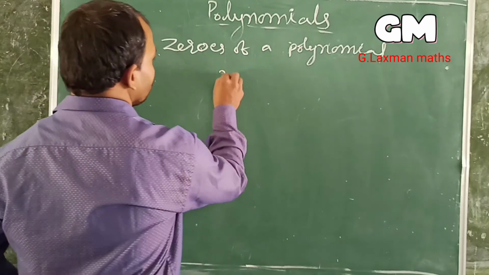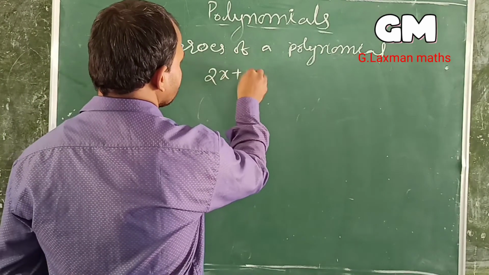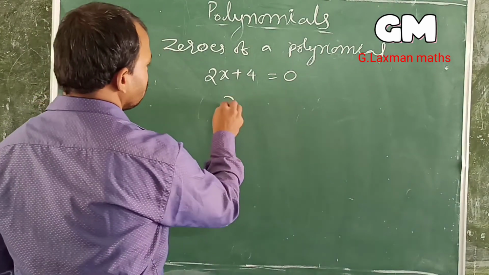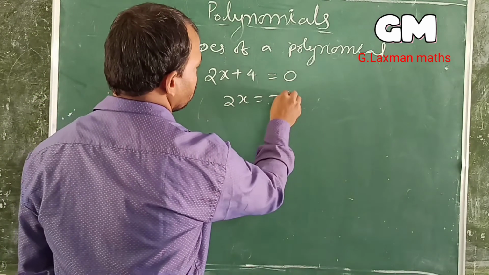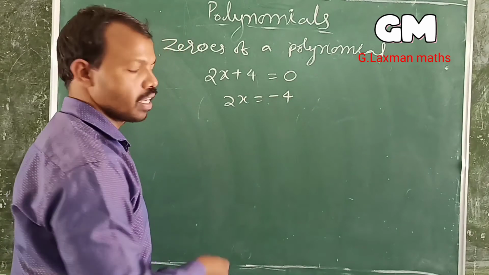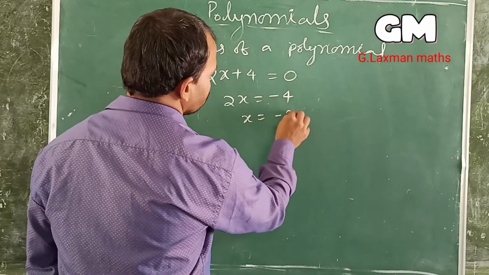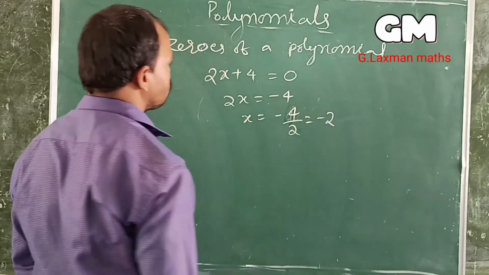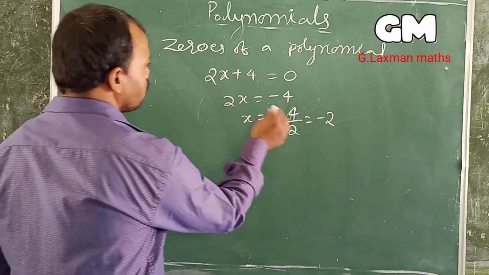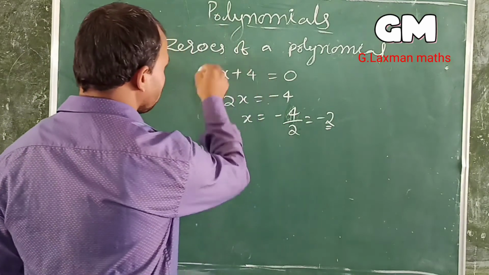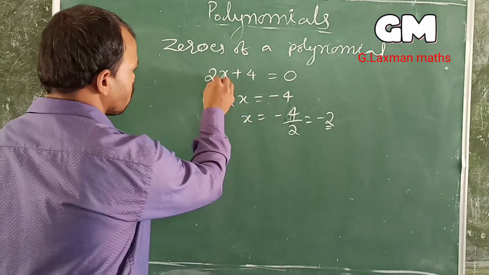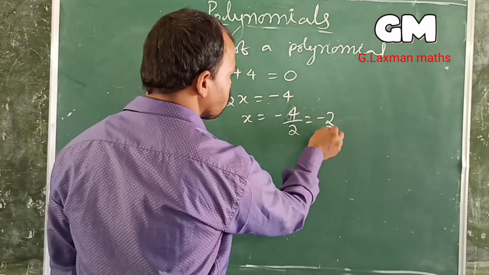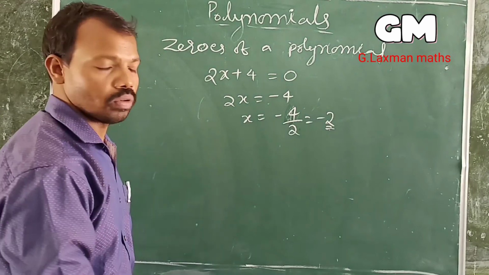So for example, 2x plus 4 is equal to 0, then 2x is equal to, when we transpose to that side, minus 4, then x is equal to minus 4 by 2, that is minus 2 here. So when you substitute minus 2 in this polynomial 2x plus 4, if it becomes 0, then minus 2 is a zero of the polynomial 2x plus 4.